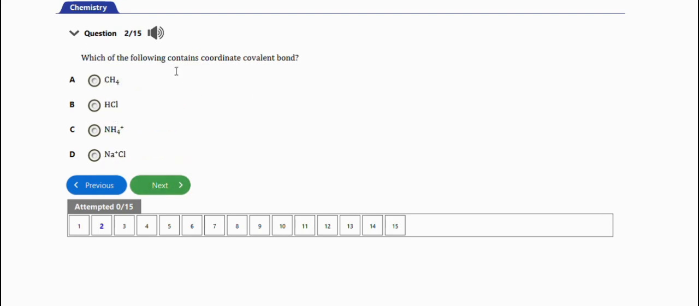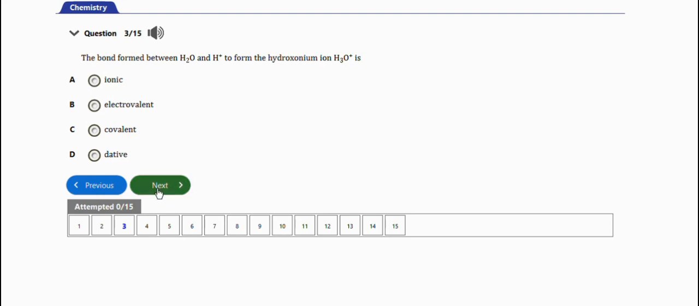The next repeated question will be this one. Which of the following contains coordinate covalent bonding? So the right answer is option C, ammonium ion. Alright, so that's it for this question. The next repeated question says the bond formed between water and hydrogen ion to form the hydronium ion is dative. Another term for dative in chemistry is coordinate covalent bonding.